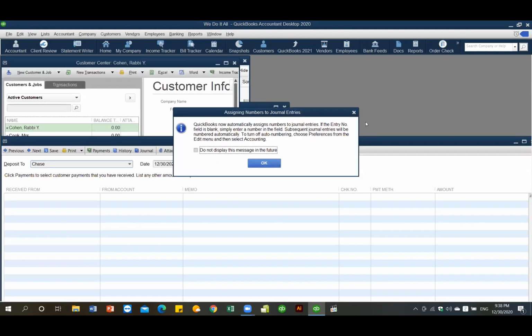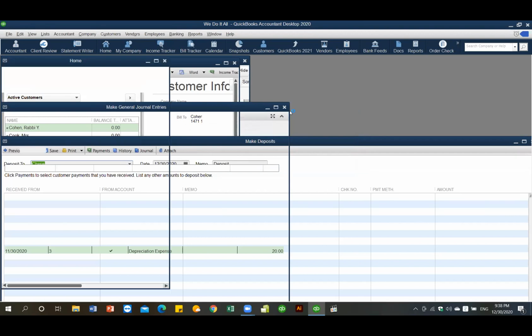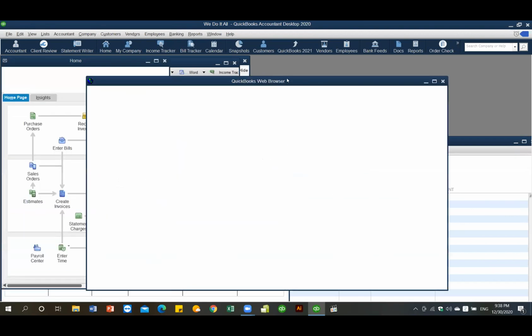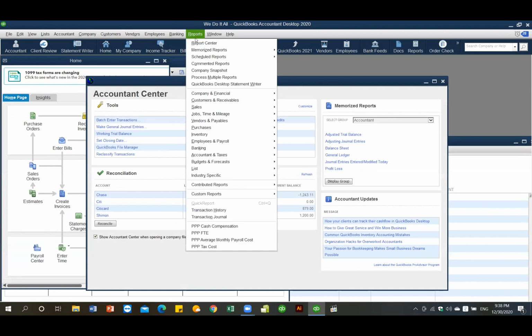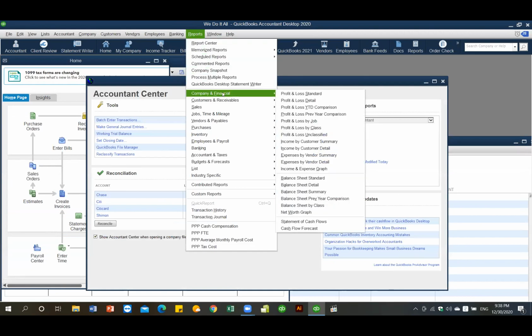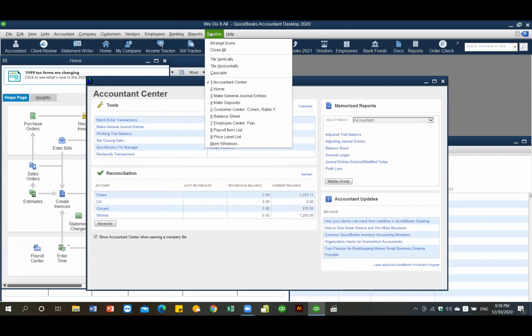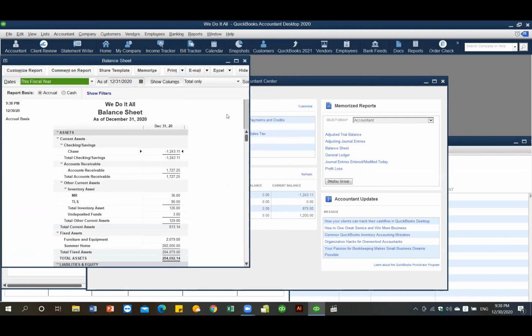Okay, so where do you want me to go? I wanted to see your balance sheet because I'm trying to see if you really have undeposited funds of $1,000. Window, balance sheet. Windows or by report? No, Window. You have a balance sheet open. Click down Window. You have a balance sheet number 6. So would you say you have $1,000 undeposited?